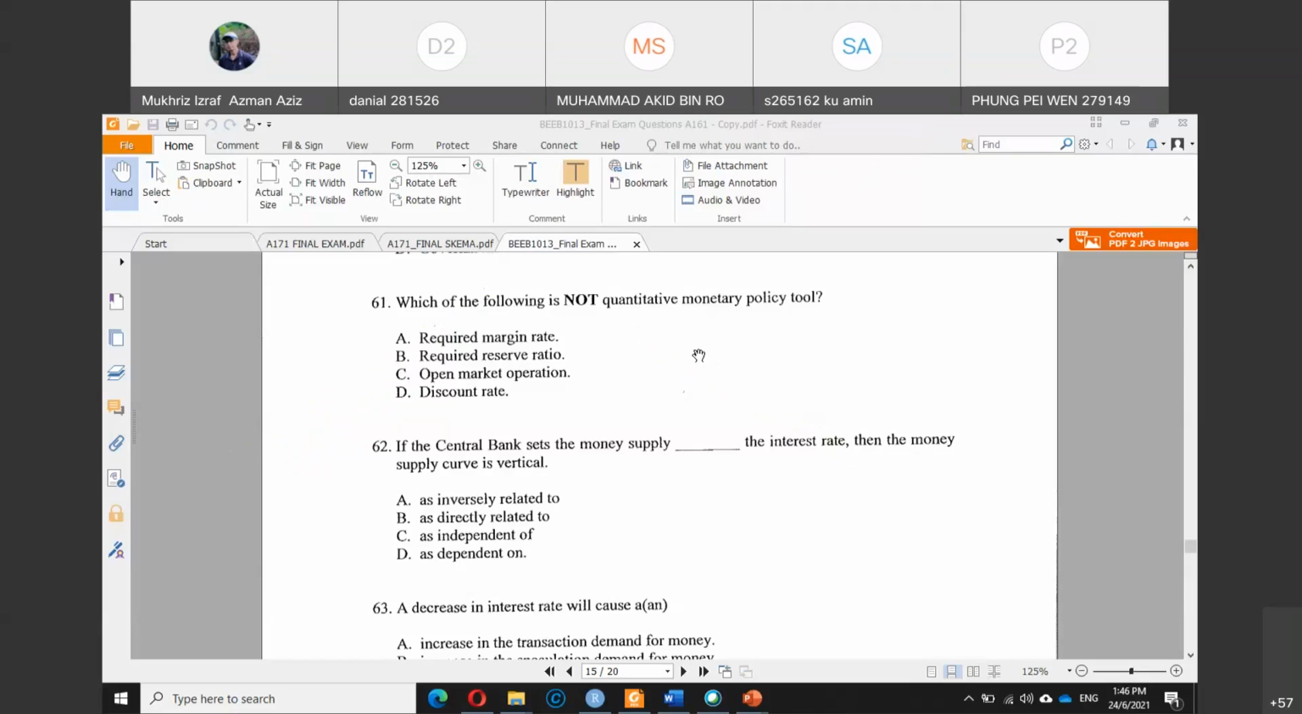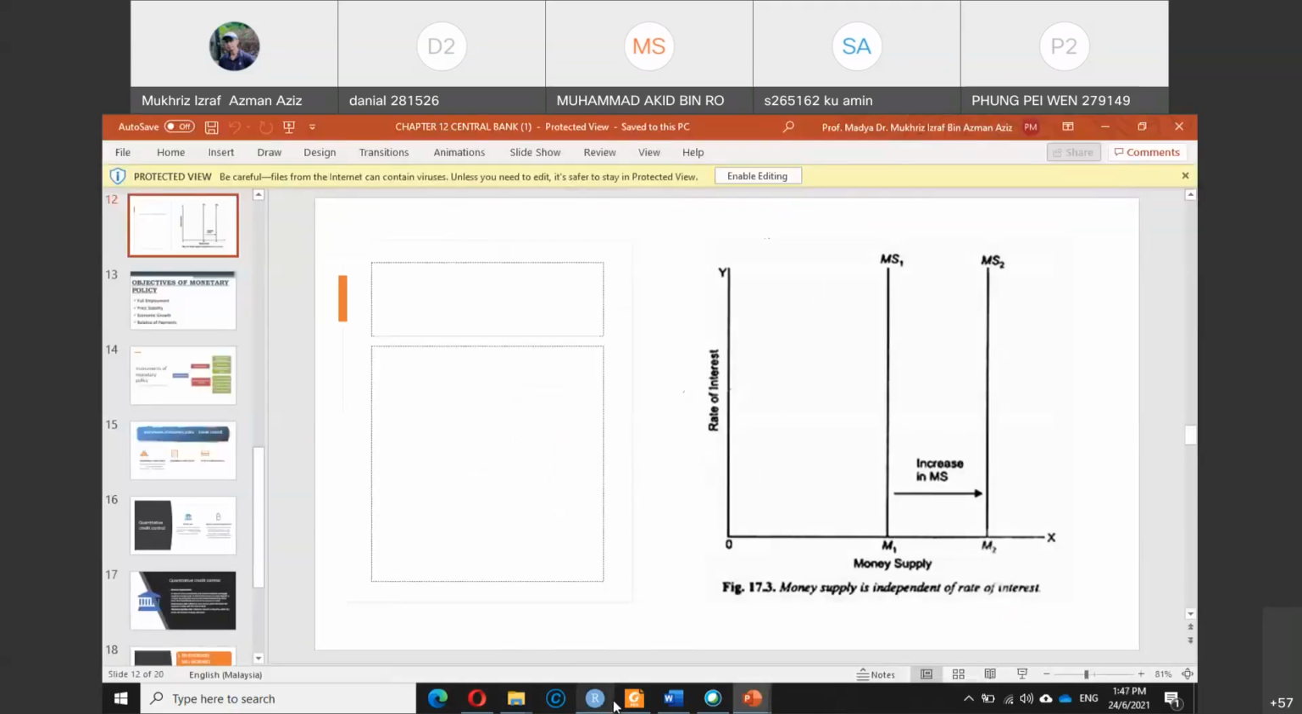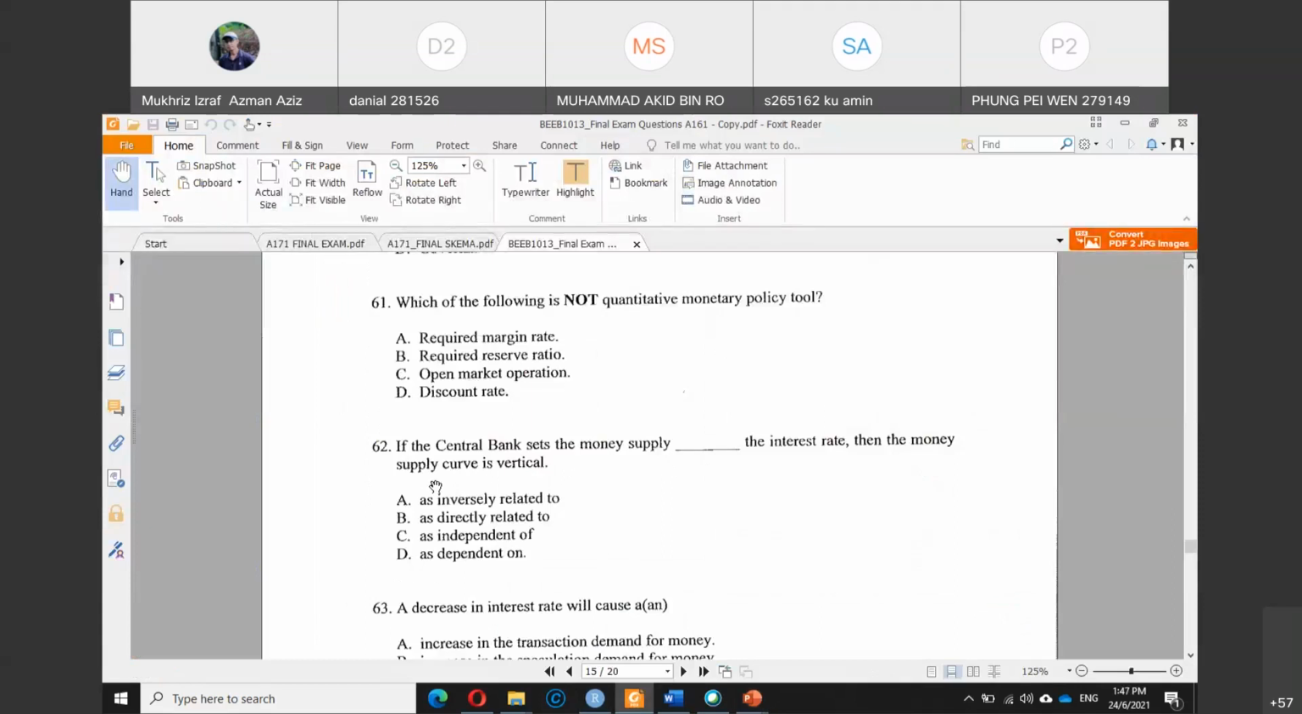So that is the indicator that money supply is independent of the interest rate. It means that if the interest rate goes up or goes down, money supply remains the same. So the correct answer is C.